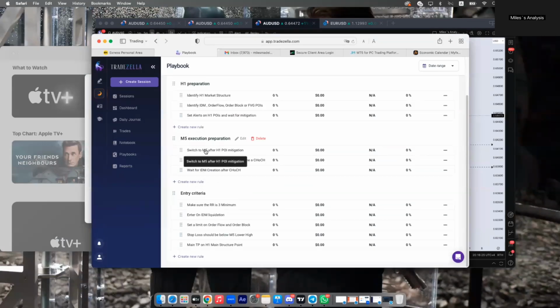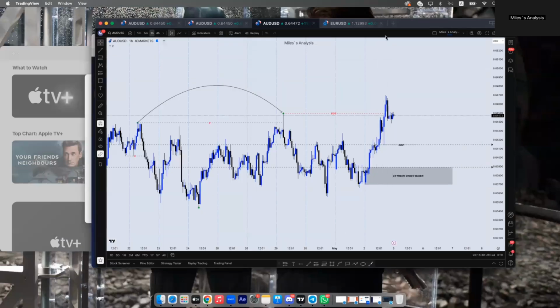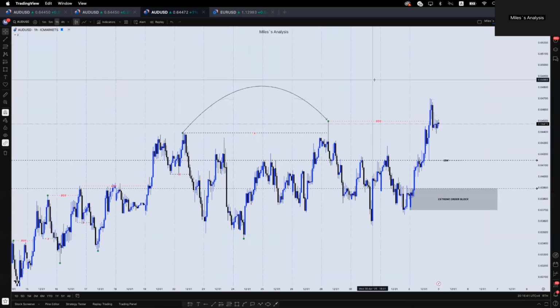So once price hits a point of interest, I'll switch to 5 minutes. Then I look for the most recent pullback, and I'll wait for inducement after a change of character. So for a better understanding, I'll just draw this on the chart so you can easily understand.